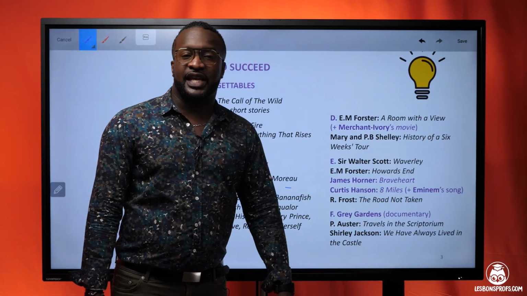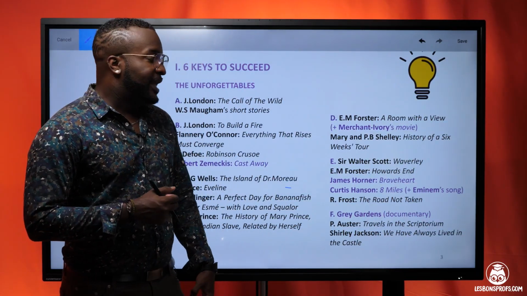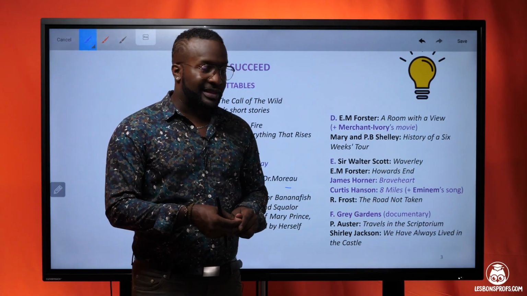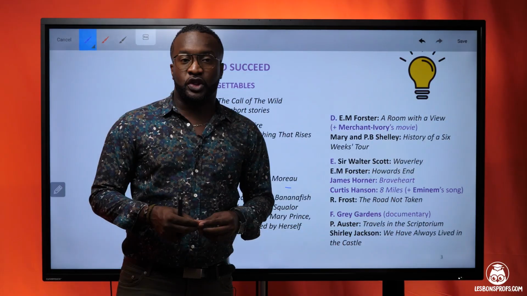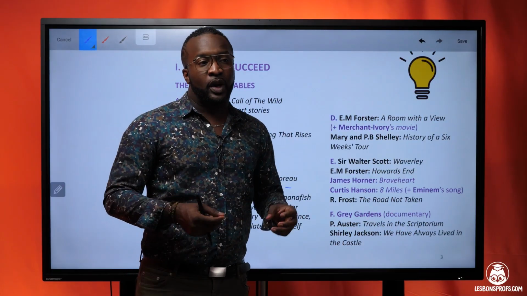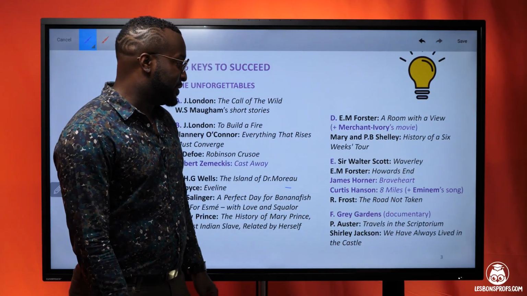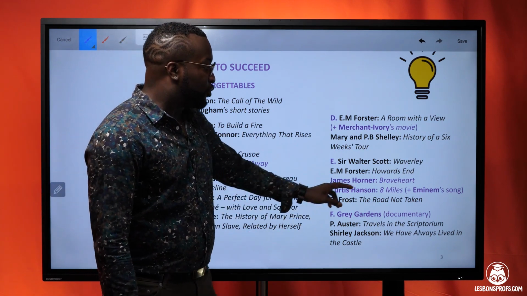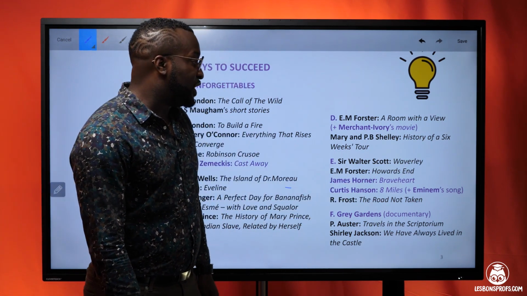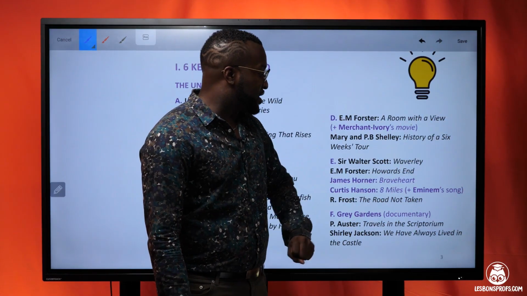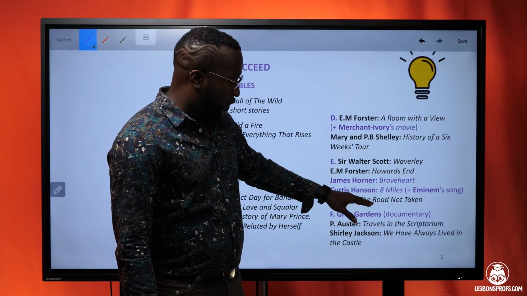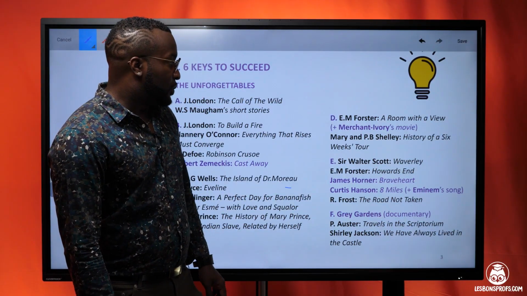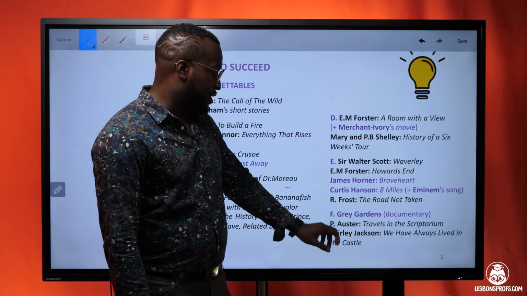E.M. Forster's Howards End is about social classes in London. For those who study, for example, The Buddha of Suburbia in class, it's a very interesting novel to connect to it because it's also about social classes in England. Another time, of course, but still very interesting and relevant. Braveheart is a movie about Scotland as well, and The Road Not Taken, that I mentioned at the beginning, okay, which is a very famous poem by Robert Frost.